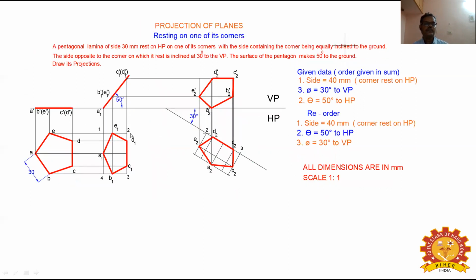Now, similarly, the same steps as the previous one. A pentagon lamina of side 30 mm rests on HP on one of its corners, with the sides containing the corner being equally inclined to HP.